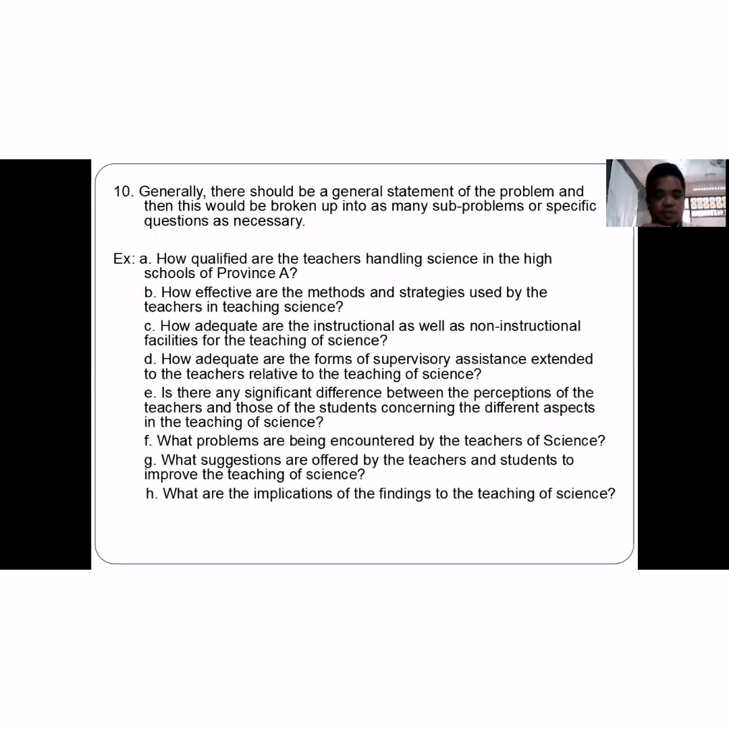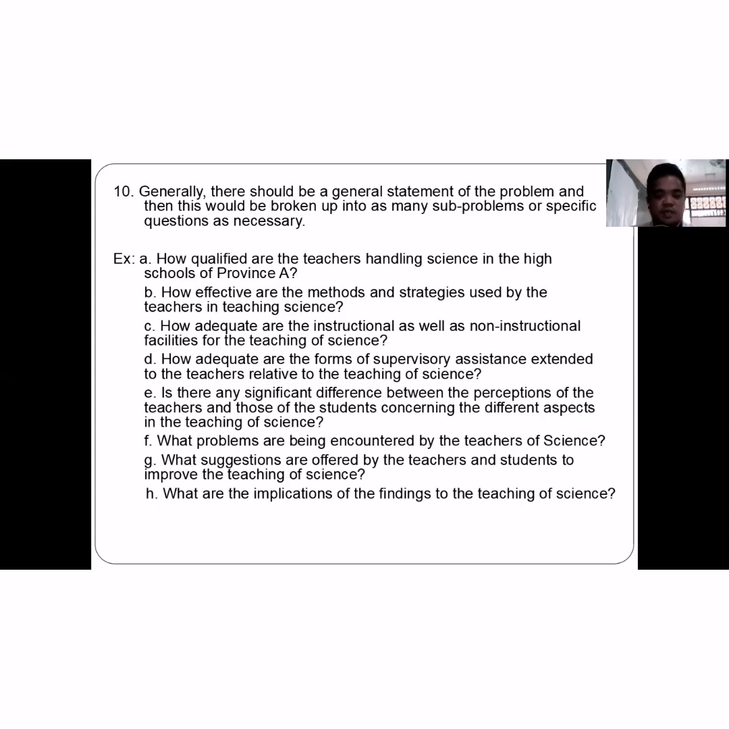Generally, there should be a general statement of the problem, and then this would be broken up into as many sub-problems or specific questions as necessary. For example, how qualified are the teachers handling science in the high schools of Province A? How effective are the methods and strategies used by teachers in teaching science? How adequate are the instructional as well as non-instructional facilities for the teaching of science? How adequate are the forms of supervisory assistance extended to the teachers relative to the teaching of science?